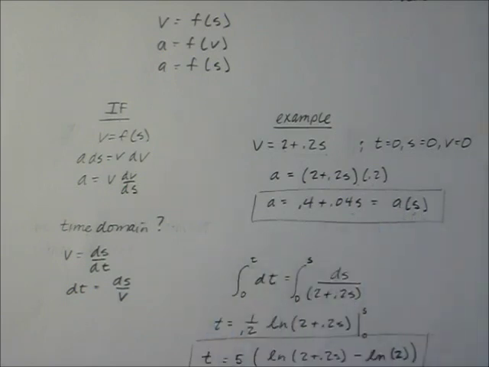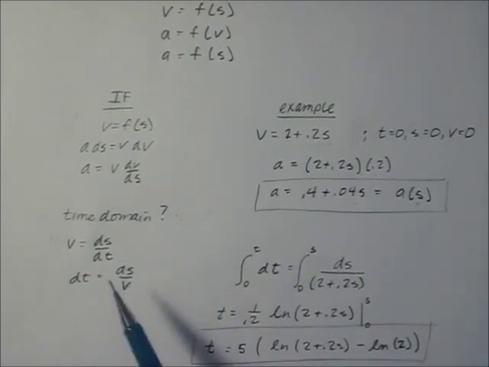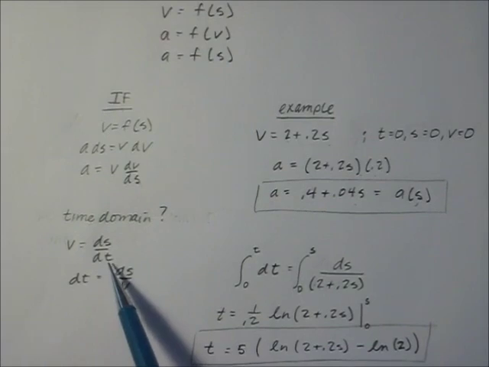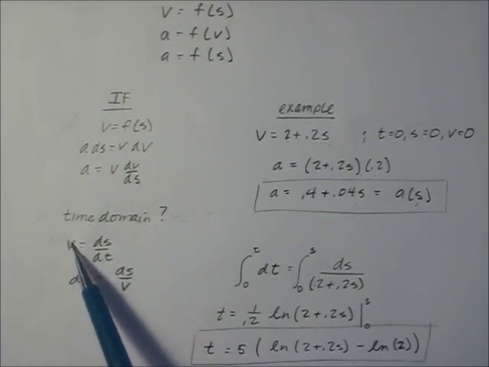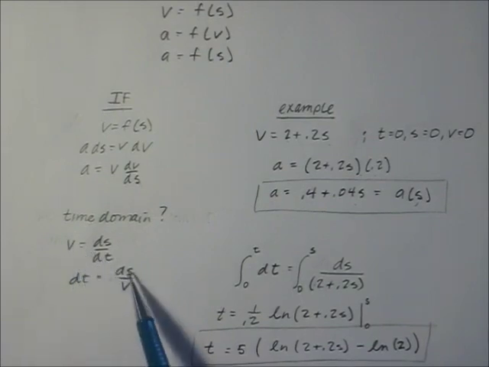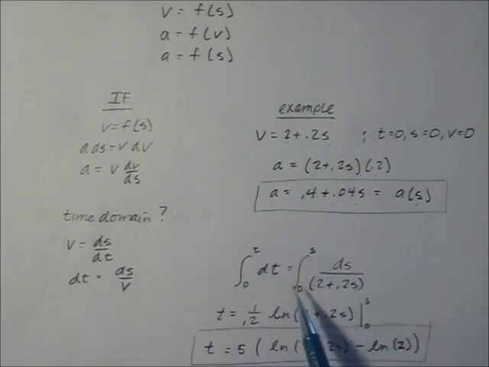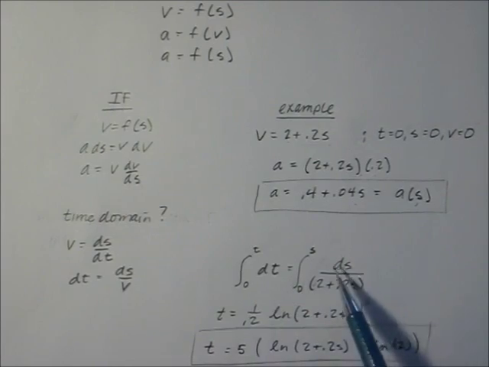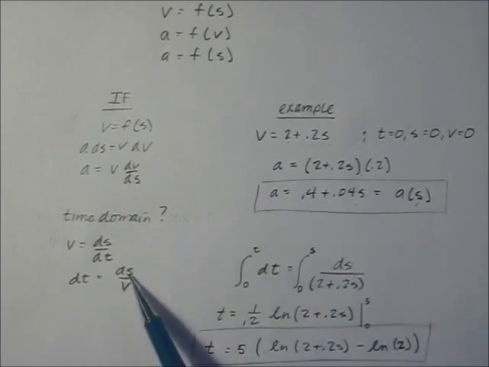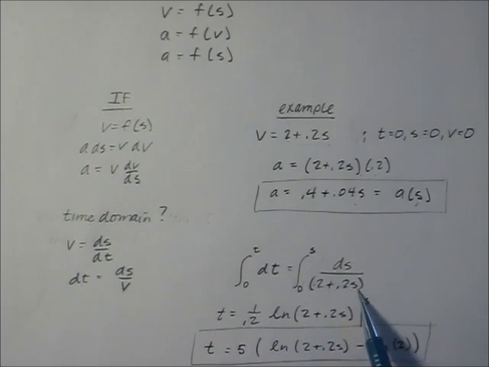We may want to put this into the time domain, and we note that by saying v is equal to ds dt. Taking the dt over to that side and the v under there, we see dt is equal to ds over v. If I do that, I can integrate both sides, and I can say time goes from 0 to t. And over here, I've got the integral of ds over v, which is 2 plus 0.2s, and this would go from 0 to s.